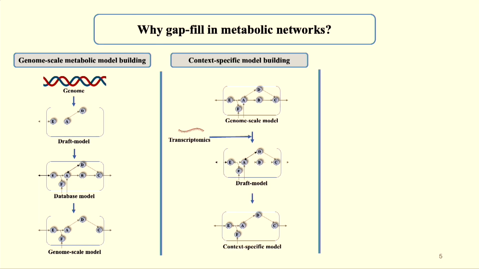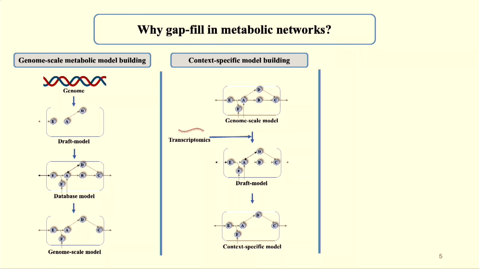The second gap occurs in context-specific model building. Once we have a genome scale model in hand, it would be fine for unicellular organisms. But in the case of multicellular organisms, where we have to capture a particular context, which could be a particular cell or a disease condition, like if you want a model for a liver cell, or a model for a brain cell, that genome scale model will not be very accurate because it's a superset.